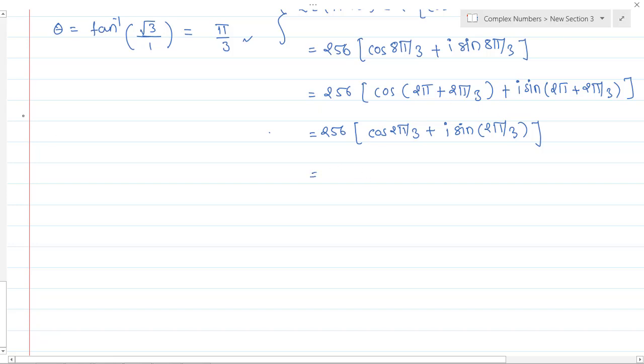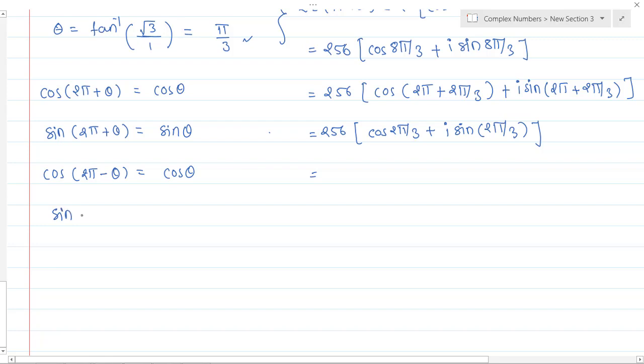Always remember, I will give you the formula directly. Cos of 2 pi plus theta is equal to cos theta, always remember. Sin of 2 pi plus theta is also sin theta. But we have other formulas like this. Cos of 2 pi minus theta is equal to cos theta, but sin of 2 pi minus theta will be equal to minus sin theta.